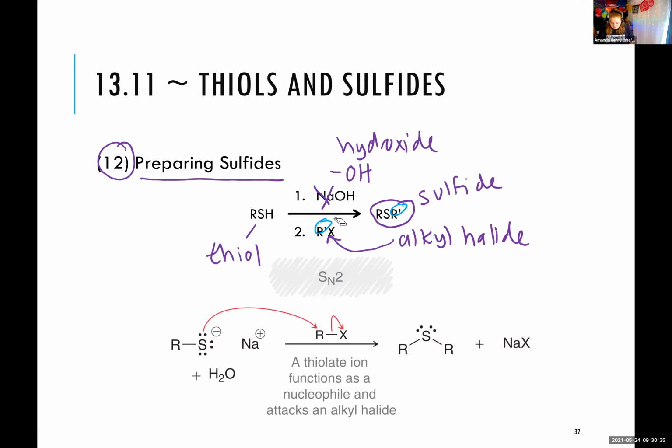Let me erase my circles because I kind of just crossed it out when I did that. That's, again, to tell us that the 2 R groups aren't the same. So we could make this a symmetrical sulfide by using the same R group, or we could use a different R group and it can be asymmetrical. So either way. Here's our mechanism. Oh, and actually, let me add in a step because we are not showing that first step here.